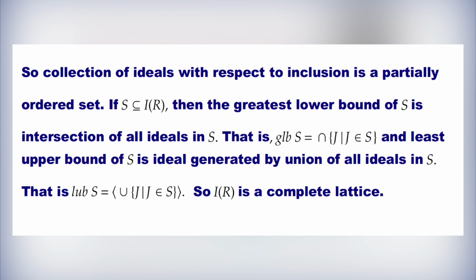If S is a subset of I(R), then the greatest lower bound of S is the intersection of all ideals in S, that is GLB of S is equal to the intersection of all J such that J belongs to S, and the least upper bound of S is the ideal generated by the union of all ideals in S, that is LUB of S is equal to the ideal generated by the union of all J such that J belongs to S. So, I(R) is a complete lattice.